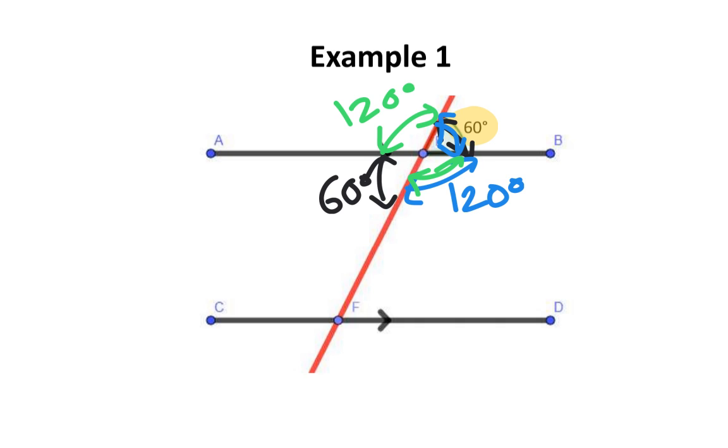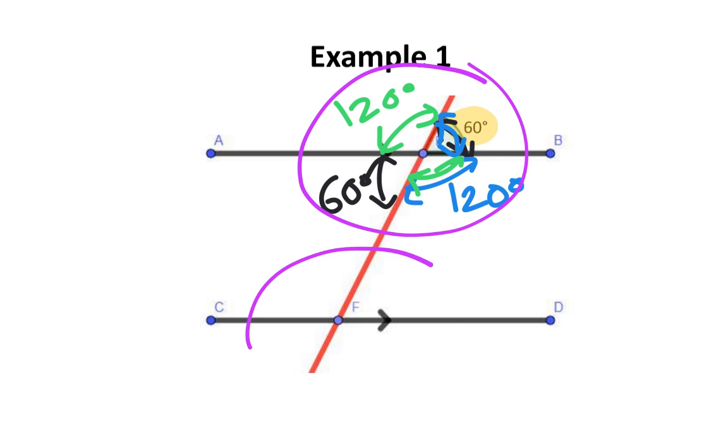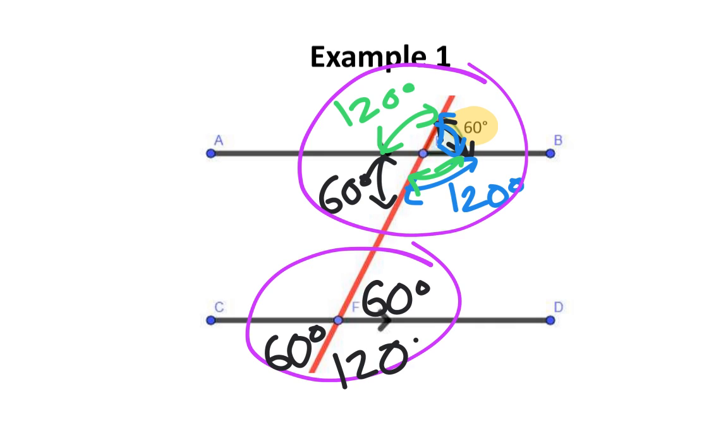Instead of using the C, F, and Z pattern, we're going to use the shortcut I showed you earlier. These four angles are identical to these four angles. That means this is going to be 60 degrees, this is going to be 60 degrees, that's going to be 120 degrees, and that is also going to be 120 degrees.